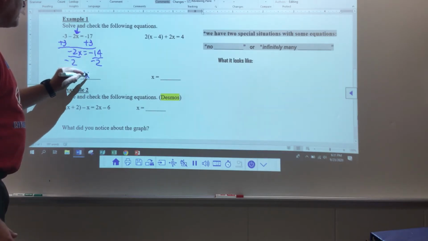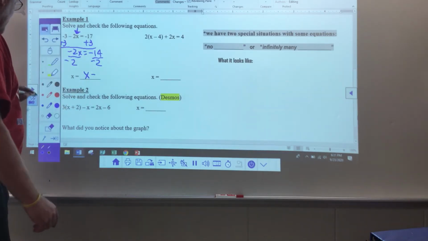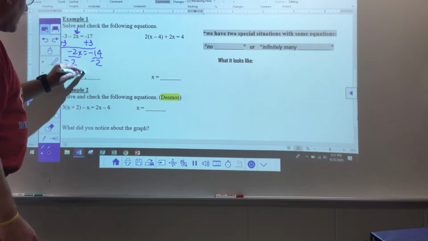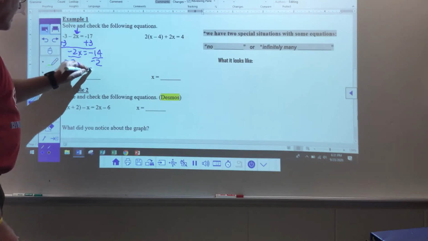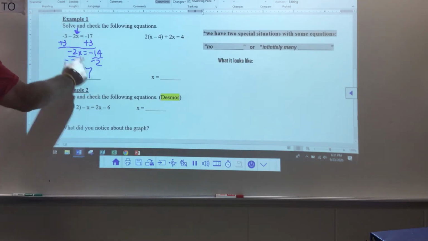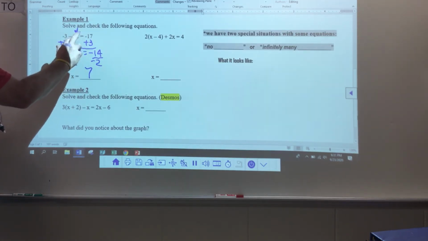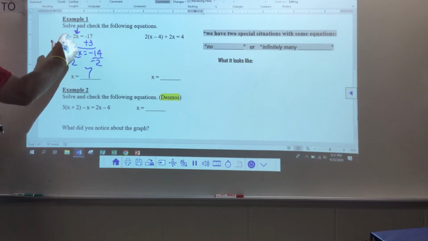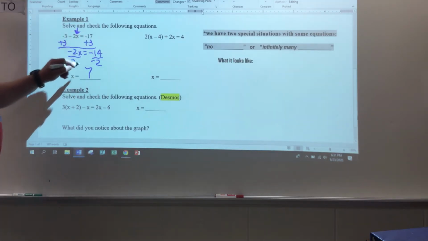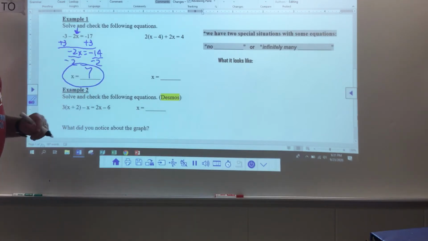And I get x is equal to 7. I can check it real quick by plugging it in. I got -3 minus 2 times 7, and 2 times 7 is 14, so this whole term turns into 14. So it's -3 minus 14, which is -17. I can go ahead and lasso that guy up.